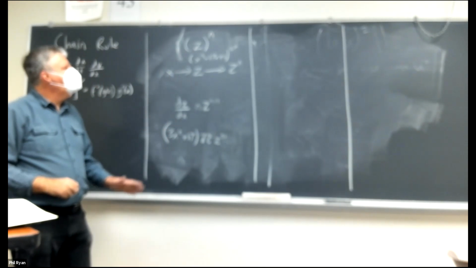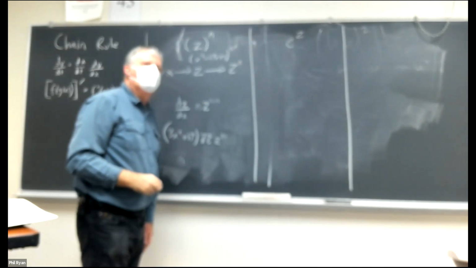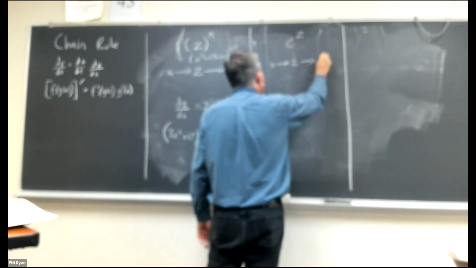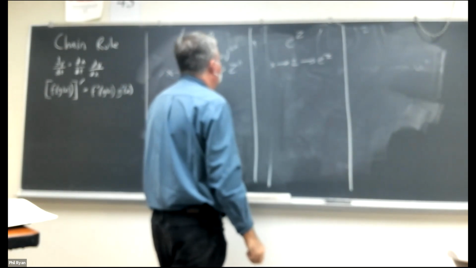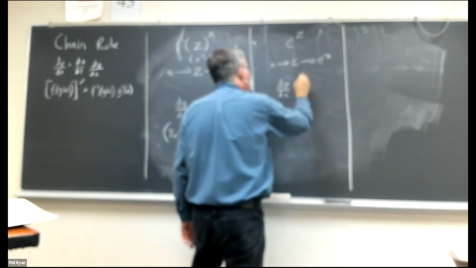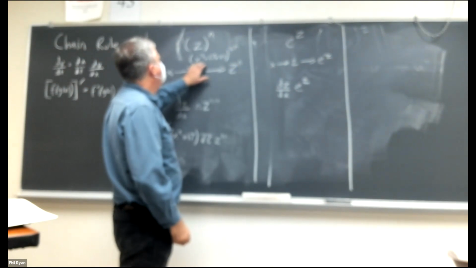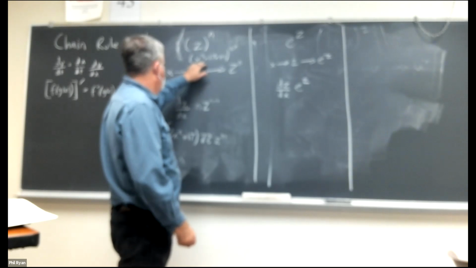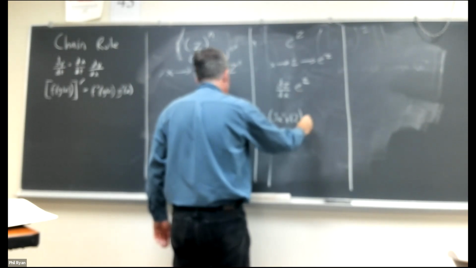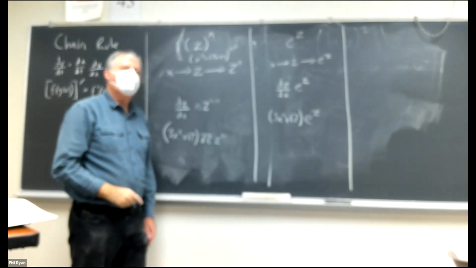So a lot of them are going to look the same. Or it could look like e to the z. Then our chain would be x goes to z, goes to e to the z. And so our derivative would be dz/dx times e to the z, because the derivative of e to the z is e to the z. So again, if z equals x cubed plus 17x plus 1, it'd be 3x squared plus 17 times e to the z, and we plug in what we had for z there.